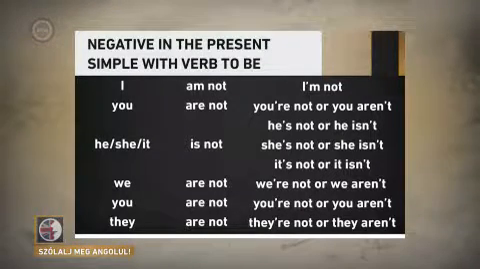So we know that when we want to make a negative sentence, we add the word not. So, thinking logically, what's the word we need to add to make a past simple sentence with the verb to be negative? Bingo! Not.